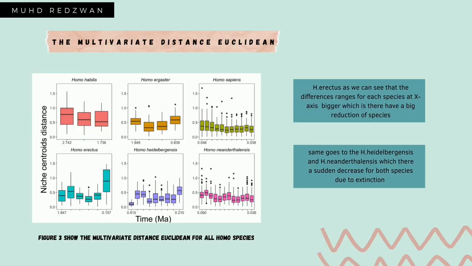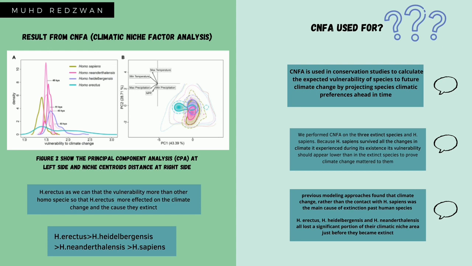So next, we're going to the multivariate distance equivalence. As we can see, they have a graph, right? So we have the Homo habilis, Homo erectus, Homo sapiens, Homo heidelbergensis, Homo neanderthalensis. The x-axis indicates the difference range of each species. We're going to discuss the below graph first. As we can see, they have a tree, right? Homo erectus, Homo heidelbergensis, Homo neanderthalensis. For Homo erectus, the difference range for each species on the x-axis is bigger, which means they have a big reduction of species. Same goes for Homo heidelbergensis and Homo neanderthalensis, where there is a sudden decrease, right, for both species due to extinction.